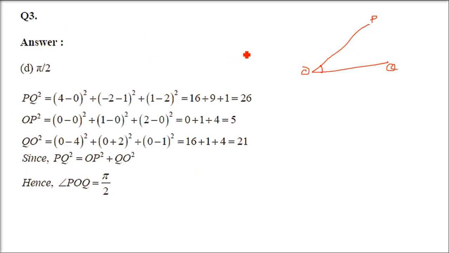But here it won't be required. Why? Because this is an MCQ question, so we don't have to do that much work. It will be straightforward, it won't take so much effort. So we have this O, P and Q, and we'll find out OP distance, OQ distance and PQ distance.